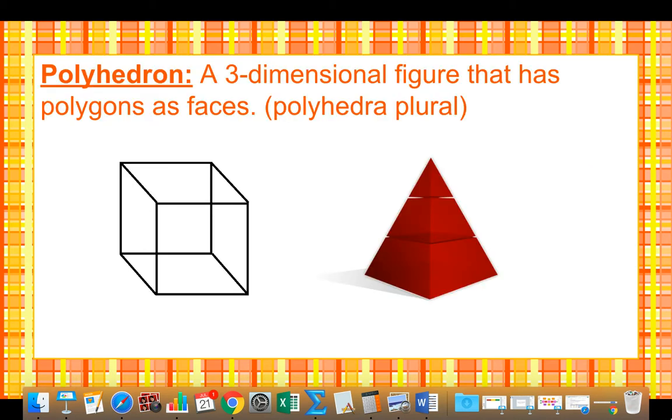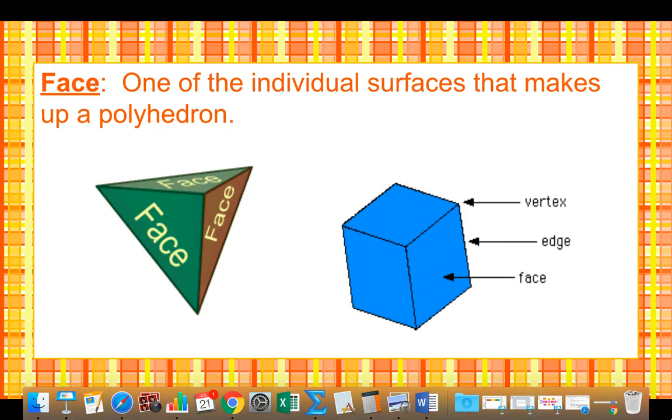Polyhedron is the official name for a three-dimensional figure that has polygons as faces. And so polyhedron is singular, polyhedra being plural. Here we have two examples of polyhedra. A face is one of the individual surfaces that make up a polyhedron. And these are the flat surfaces, and very often you'll be asked to determine how many faces a certain polyhedron has, so you need a counting system for those faces.